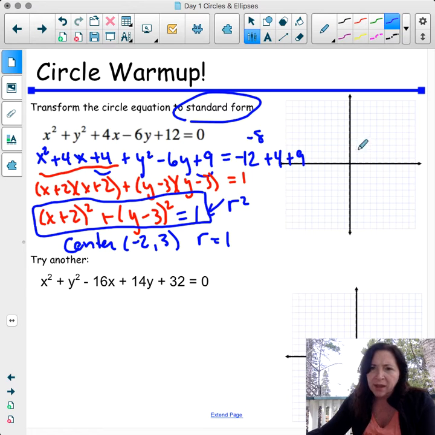So what I have here is, if I were to graph this, which you should, you would go over negative 2, up 3. So there's the center of my circle. And then I have a radius of 1, which basically means that my circle looks something like that.